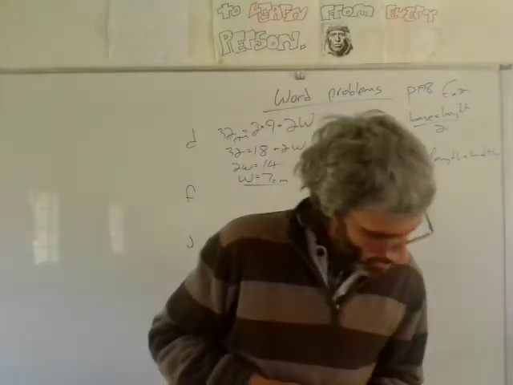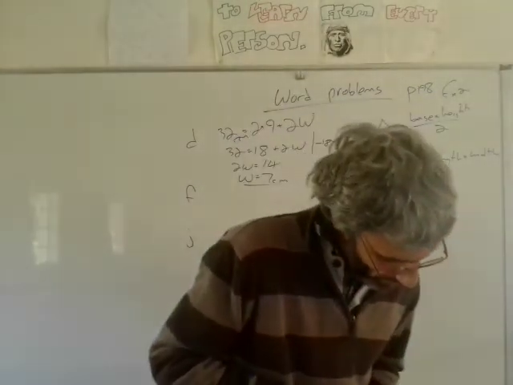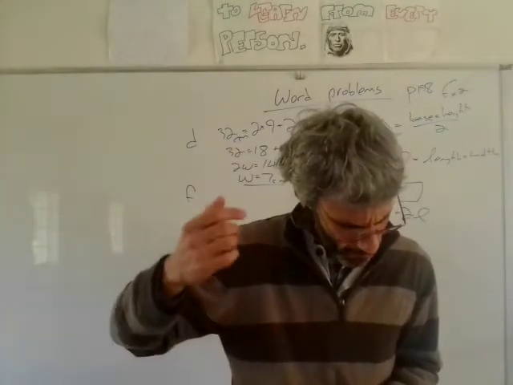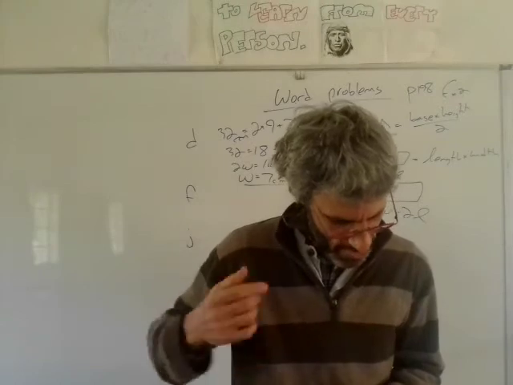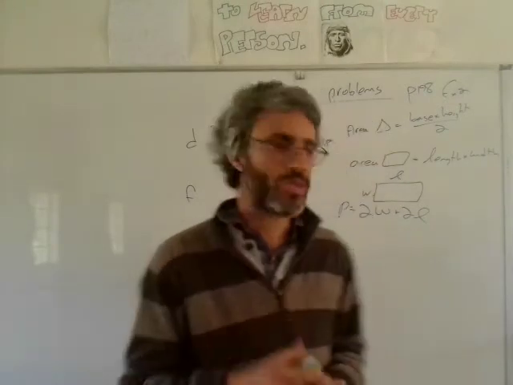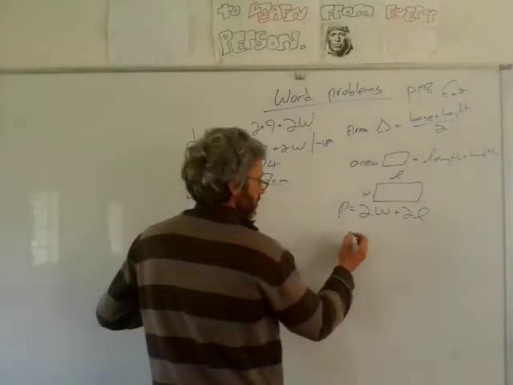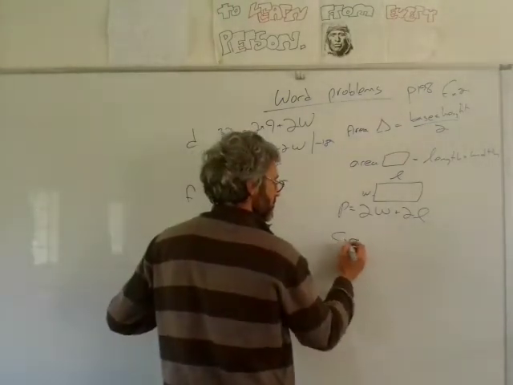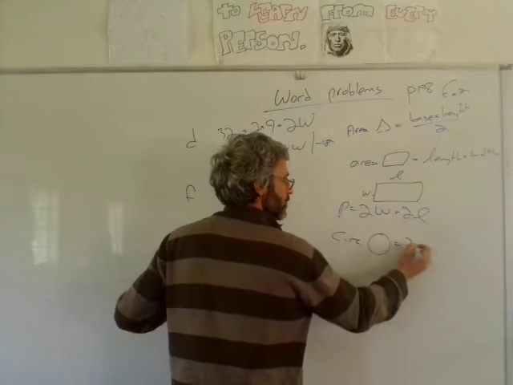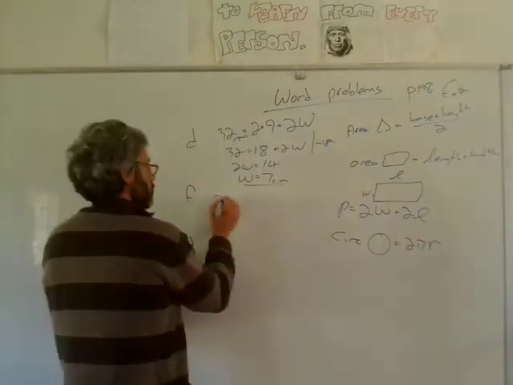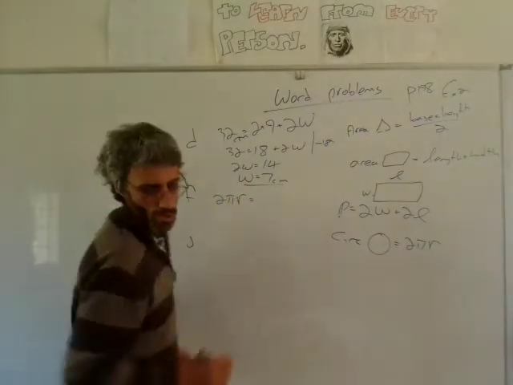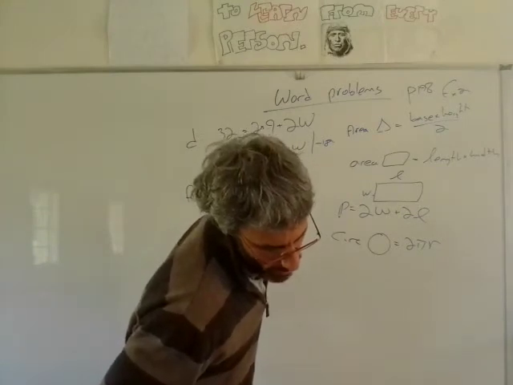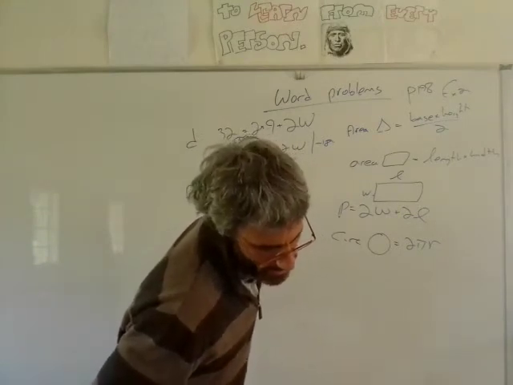Okay? Let's move on to F. Now we're moving to circles. A circle has a circumference of 18 centimeters. Find the radius of the circle, rounded to 2 decimal places. Now, circumference, okay, the circumference of a circle is 2 pi r. So 2 pi r equals, what did they tell us? The circumference is 18 centimeters.